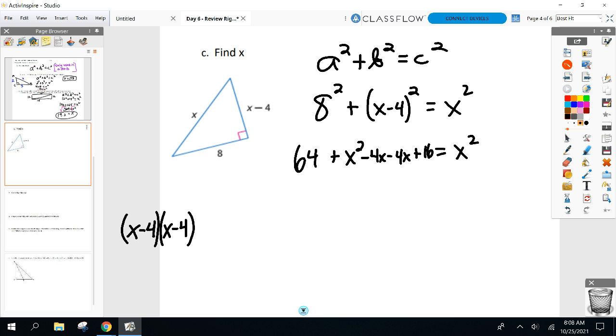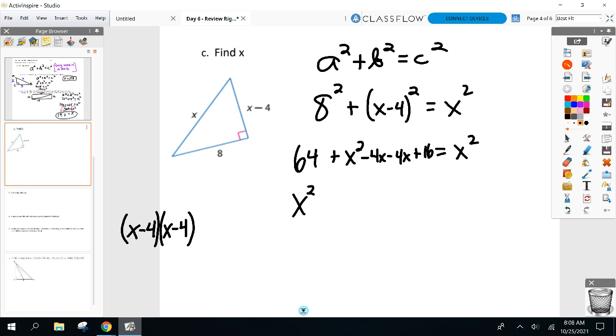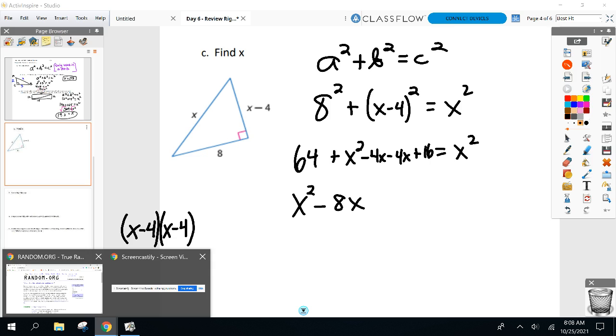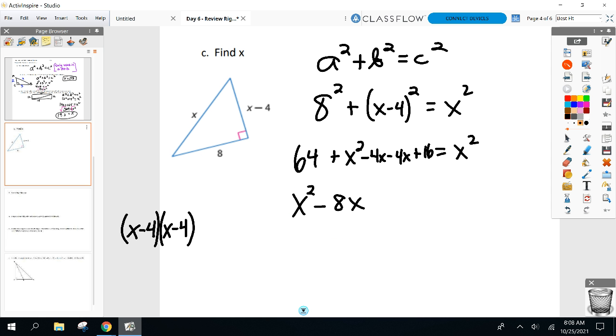All right, we got to clean up some stuff, don't we? Because there's a lot of things we can combine on the left side. So x squared, there's nothing I can combine with that. Clean up the x's, though, for me. Elizabeth, what can I combine? Yep, minus 8x. And then how about my numbers? There's a couple numbers up there I can combine. Zach, what can I combine up there? 64 and 16. 64 and 16 give me 80. Good work. Equals x squared on this side.